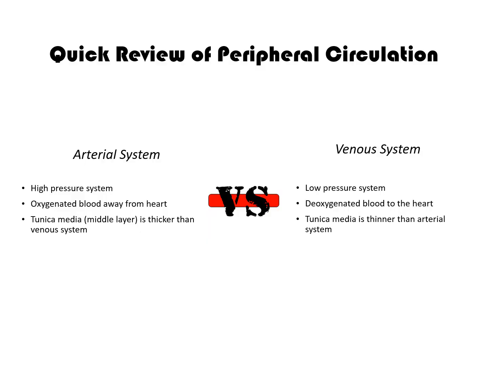So let's do a quick review of the peripheral circulation. We have the arterial system and the venous system. The arterial system is high pressure. It takes oxygenated blood away from the heart. The tunica media, the middle layer, is thicker than in the venous system. The venous system is low pressure. Deoxygenated blood is carried to the heart, and the tunica media is thinner than in the arterial system.